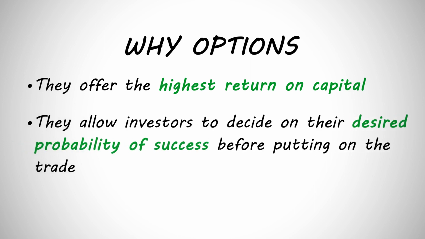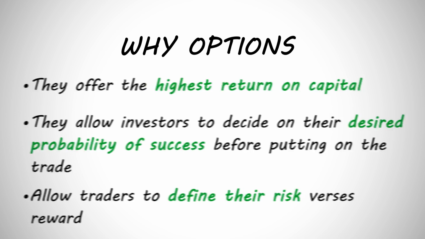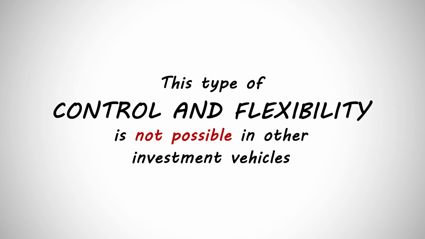They allow investors to decide on their desired probability of success before putting on the trade, in essence, allowing traders to set their own desired risk tolerance. And finally, options allow traders to define their risk versus reward. By doing so, a trader can pair options together, capping their profits in exchange for limiting their losses. This type of control and flexibility is not possible in other investment vehicles.